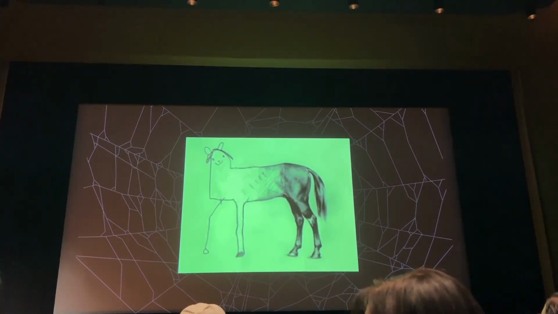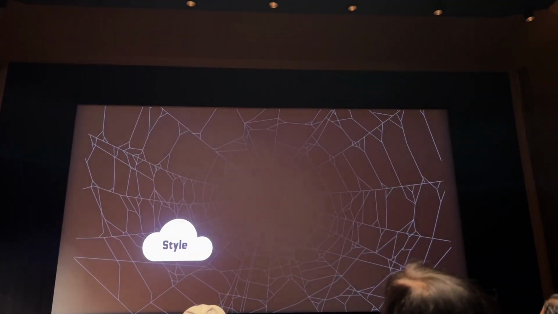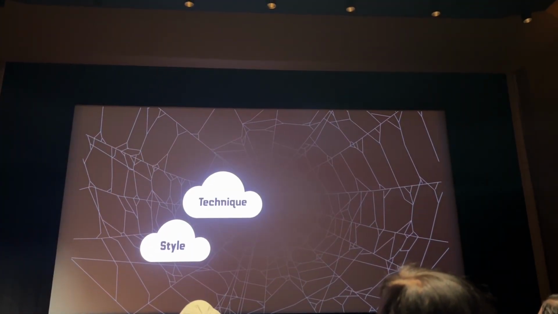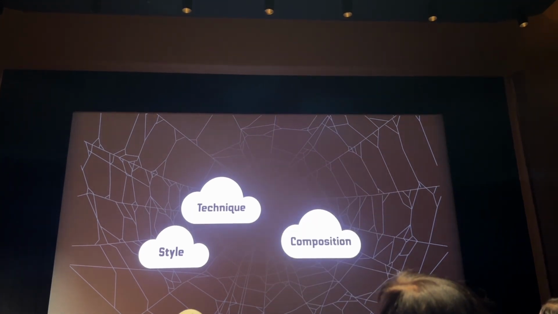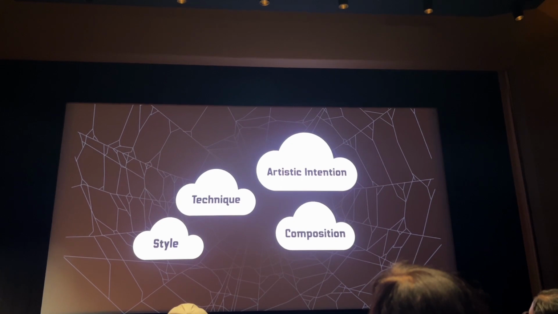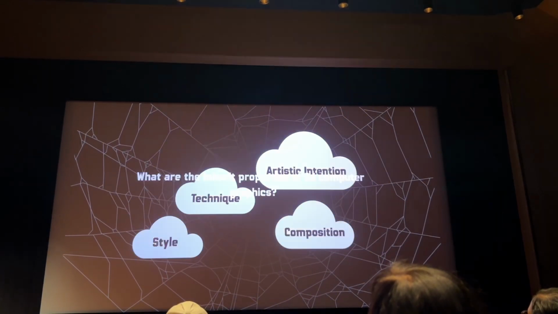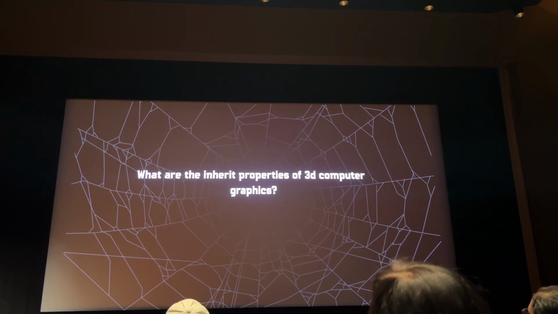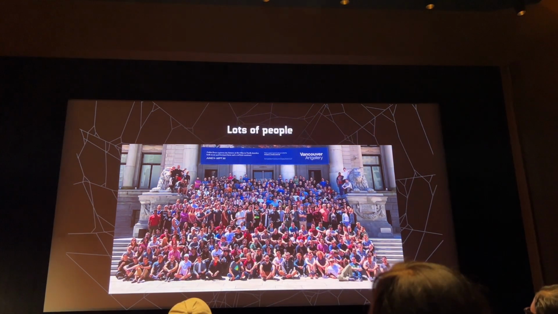And when we're talking about processes, we're getting into this really weird gray area where we're discussing things like style, technique, composition, and artistic intention. These are kind of weird things to define. So what are the inherent properties of 3D computer graphics? Well, first off, computer graphics is actually made by a lot of people, okay?